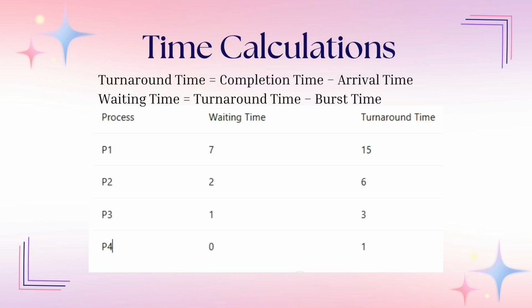So now, let's calculate the waiting time and turnaround time. Turnaround time is the completion time minus the arrival time. Waiting time is the turnaround time minus the burst time. As shown in the table, shorter processes have smaller waiting times.